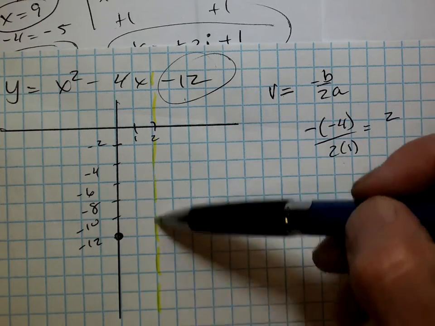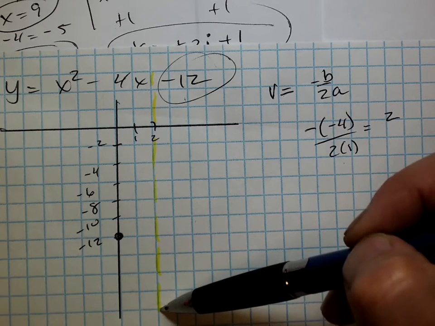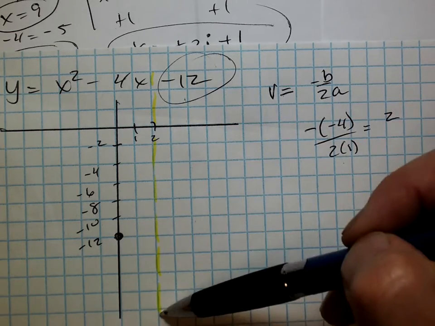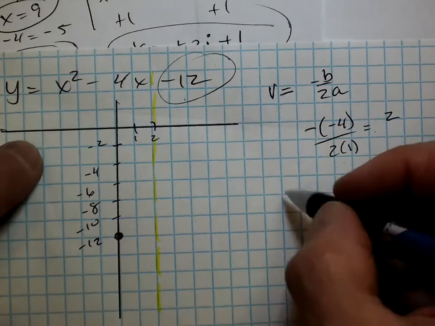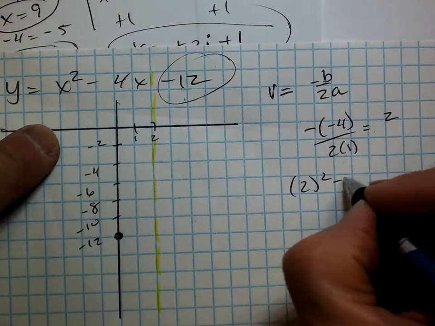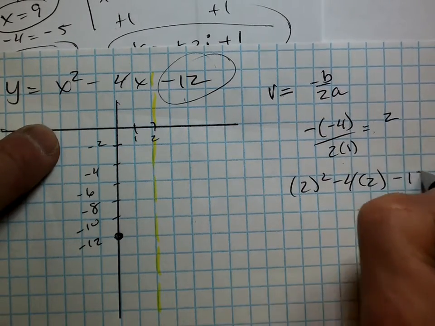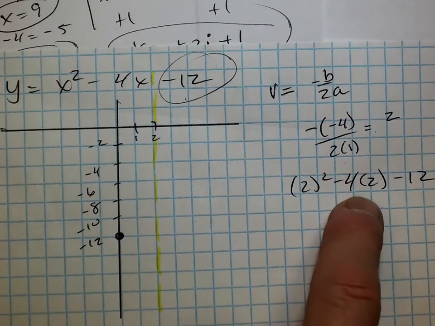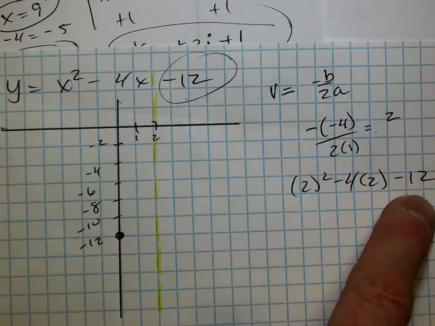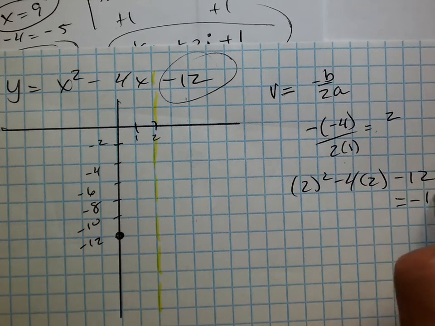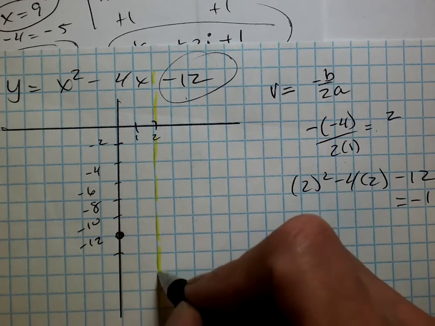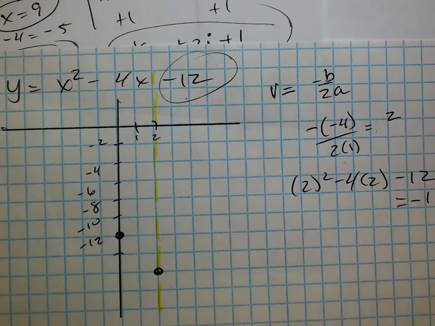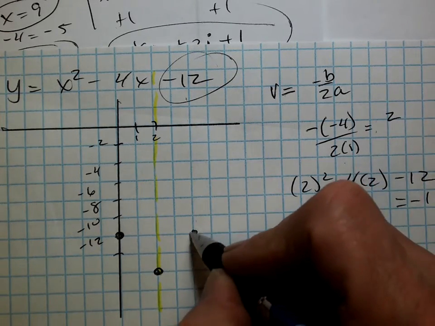We know that the vertex is on the line of symmetry. It has to have an x value of 2, so we plug the 2 in. So I'm going to go, all right, 2 squared minus 4 times 2 minus 12. 4 minus 8 is negative 4, minus 12 is negative 16, I think. I think I got negative 16. So I'm right about there at negative 16. And I'll have another point here, right?